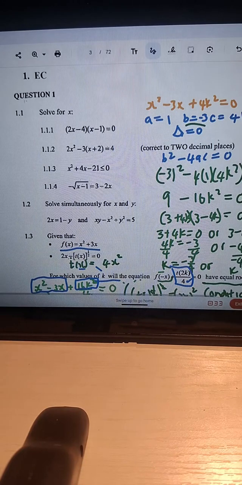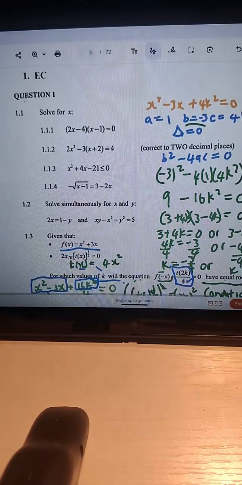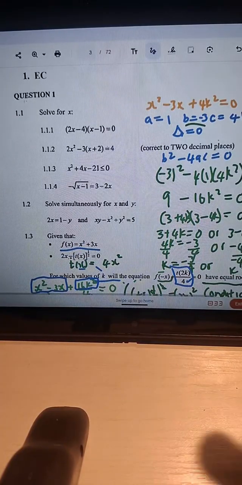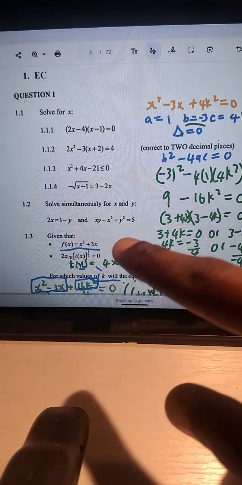Please guys, less than or equal to 0 means below and on the x-axis. Below and on. And if it's below, it means the answer is situated between the critical values. Below and between the critical values. If it's greater than, we know it's above and away from the critical values. Are we together?